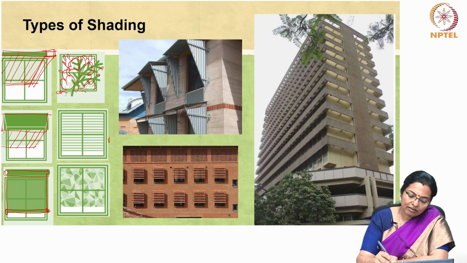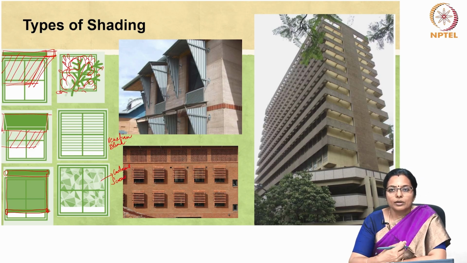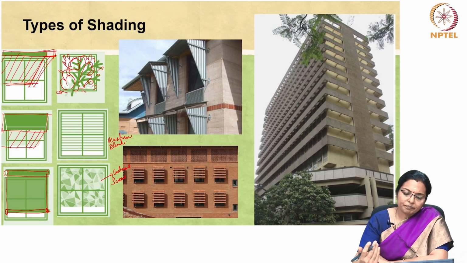So, we can have Venetian blinds inside, which will allow us to have control on how much shading is required, or we could have curtains and screens. So, sometimes these curtains and screens can also be used.